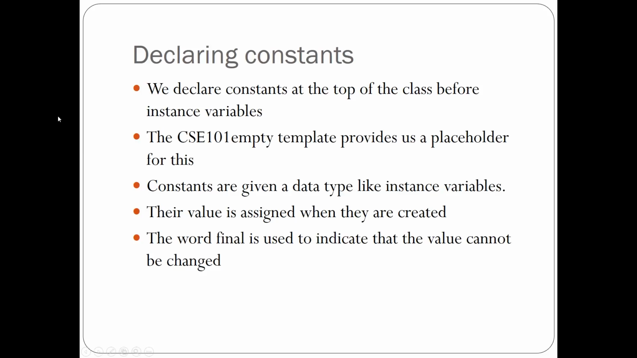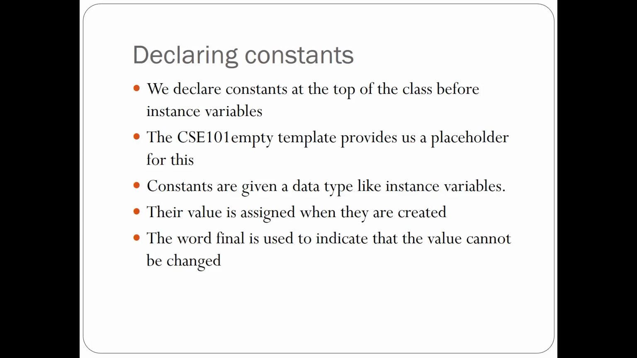So what we do is we declare constants at the top of a class, in a slightly different place to our variables. So we separate our constants from our instance variables. Now there is a template called CSE 101 empty, which is installed as part of the BlueJ installation at college. If you want the template for your own use at home, then I can give you a copy of it on the VLE, and I'll show you where you need to install it.